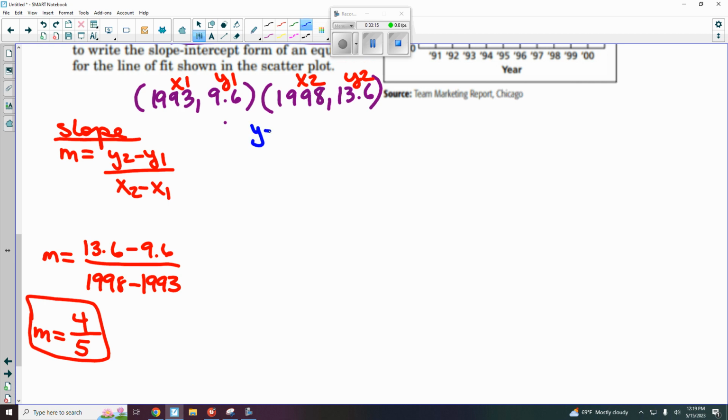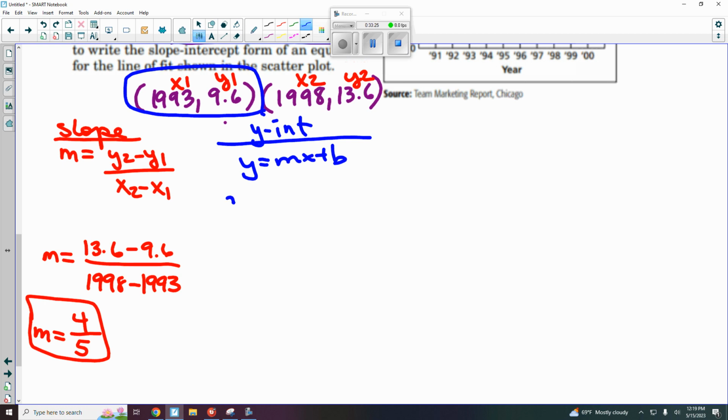Now we find our y-intercept. Same exact thing we've been doing. Your y equals mx plus b. Use our first ordered pair here, so y is 9.6 equals our m is 4/5 times our x is 1993 plus b. Alright, now I'm going to need all your help for this one because I don't know it. 4/5 times 1993 is going to be a big old number, and we want to turn it to a decimal because it's a lot easier to work with. So what's 4/5 times 1993 as a decimal?